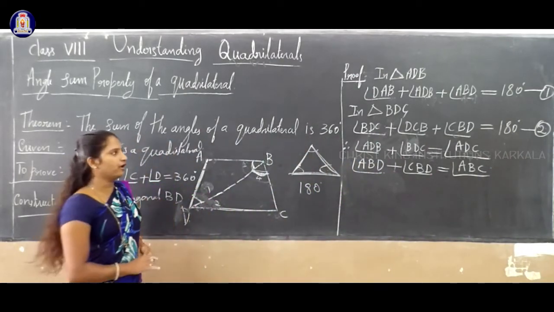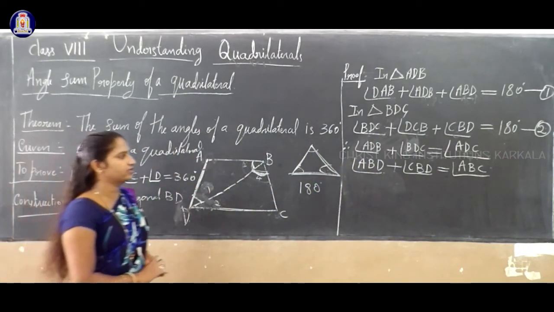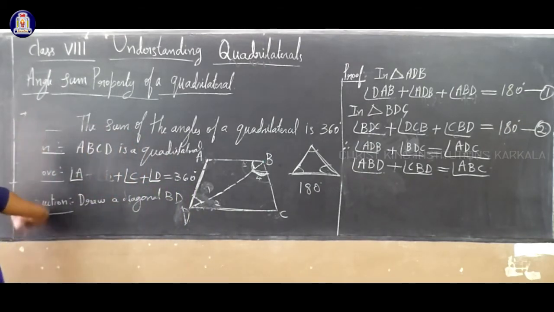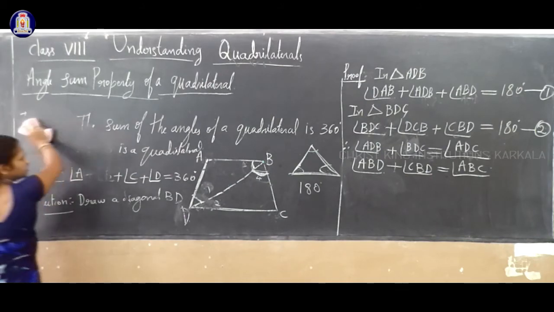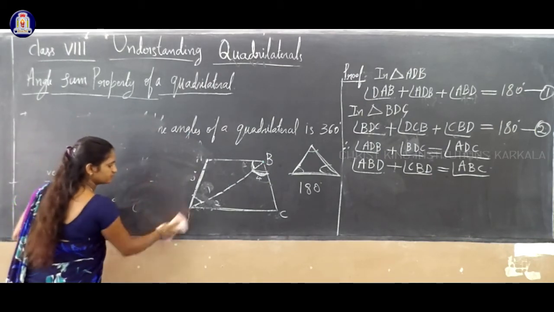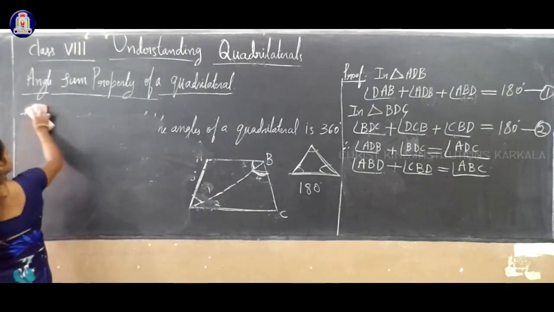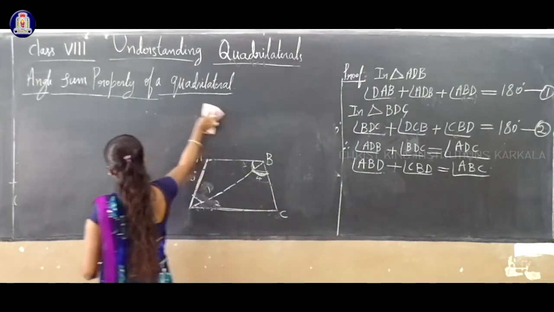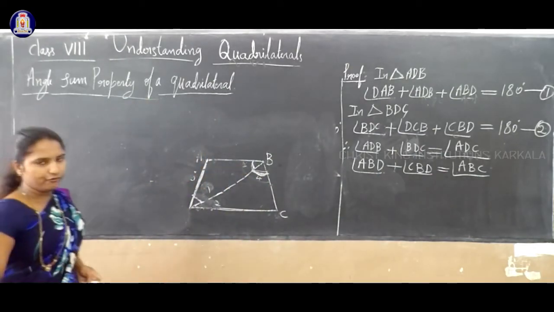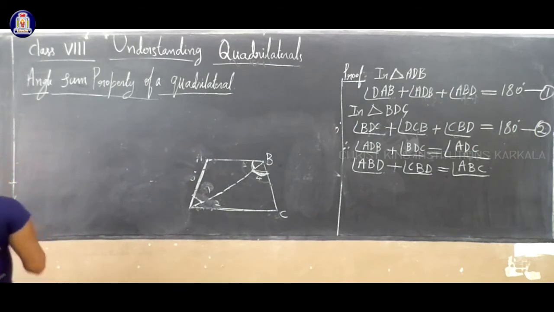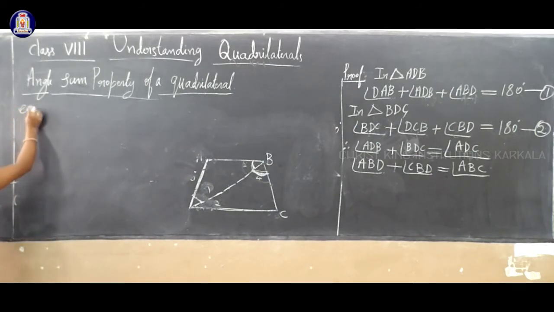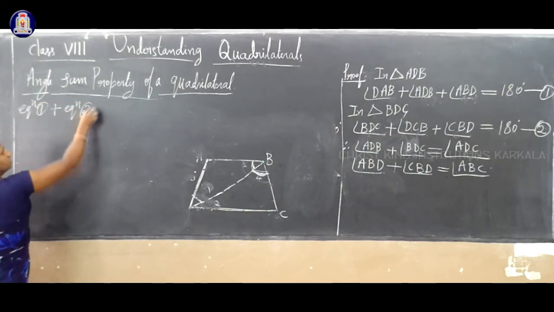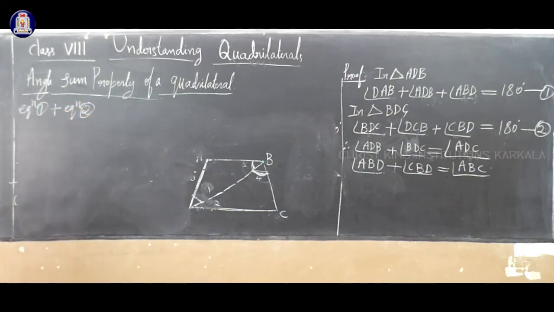So what happens if you add equation number 1 and equation number 2? So that you can get a 360 degree answer. Angle A plus angle B plus... See. Okay, now we write equation number 1 and equation number 2. Equation 1 plus equation 2.